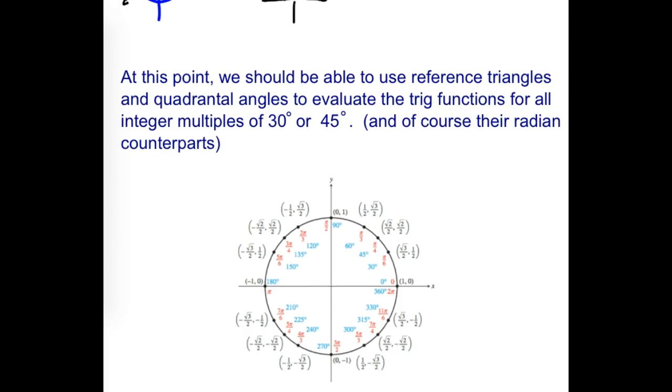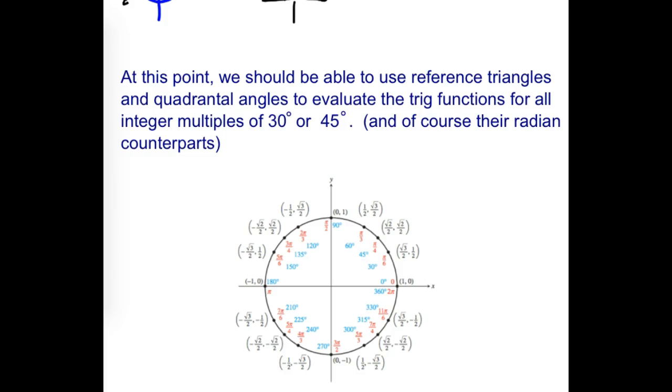All right. It says at this point we should be able to use reference triangles and quadrantal angles to evaluate the trig functions for all integer multiples of 30 and 45 and their radian counterpart. Now what that means is we've talked about our 30-60-90 triangles and our 45-45-90 triangles, but we can expand that to go all the way around the unit circle. There's a picture drawn here for you. However, you do not want to rely on that. This is something you want to have memorized.